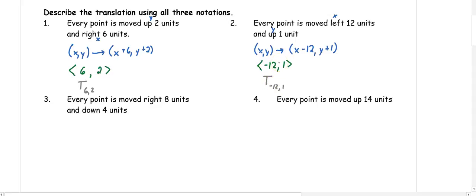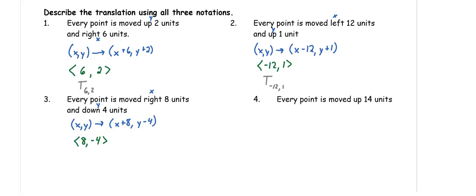Number 3, every point moves right 8 and down 4. So right 8 is our x coordinate, down 4 is our y coordinate. So my coordinate notation would be (x, y) changes to (x plus 8, because we're going to the right, y minus 4 because we're going down). My vector notation, I'm going to take those numbers, 8 comma negative 4, inside the vector brackets, and my subscript, T with a subscript of 8, negative 4.